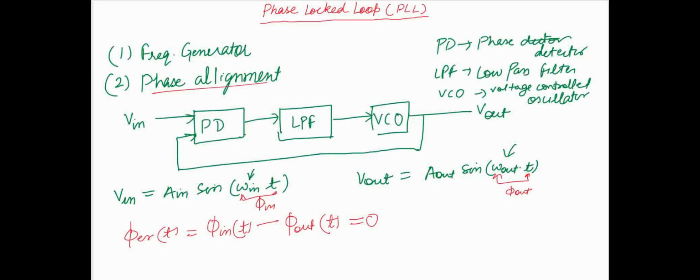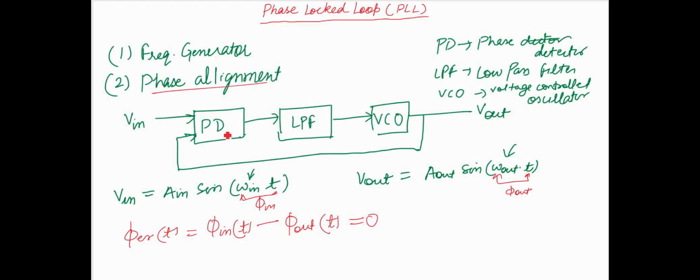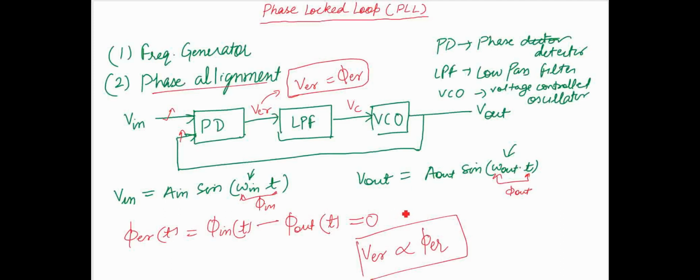Now let's go to the next slide. See this PD, what will it give? It will give V error, and this will give VC, and this is V out. This V error voltage is proportional to phi error. The PD will compare the phase of this V in, that is phi in, and the phase of the output, that is phi out, and after taking the difference, it will give you V error, which will be directly proportional to phi error. So this is the function of the PD, the phase detector.